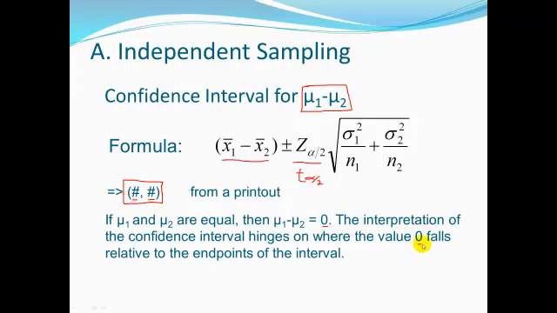Specifically, when we're looking at the value 0, does 0 fall inside the interval? Does it fall outside the interval? And so our interpretations that we see when we're comparing two means are going to be very similar to the questions that we answered when we were interpreting intervals earlier.